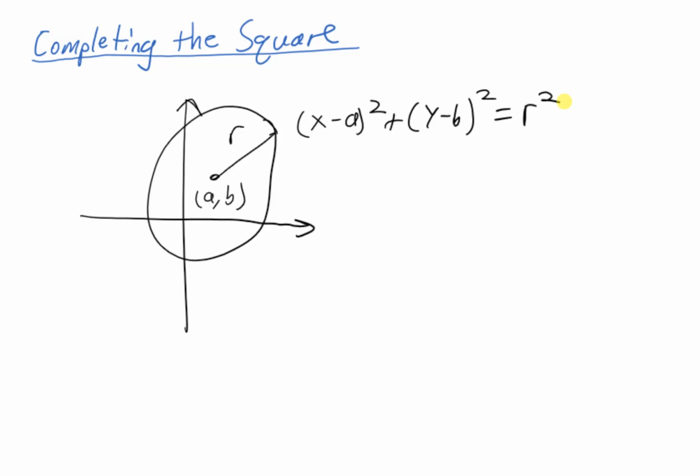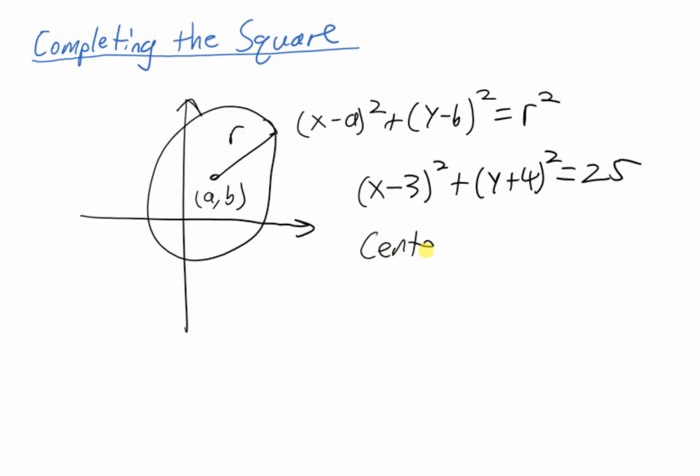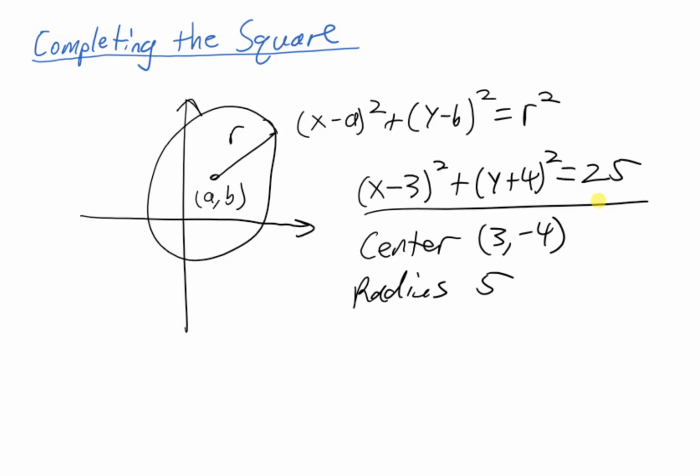So in general, if I gave you an equation like (x minus 3) squared plus (y plus 4) squared equals 25, you could tell me what the corresponding circle was. You could say the circle is going to have a center at (3, negative 4), and it's going to have a radius of 5, just by looking at that equation.